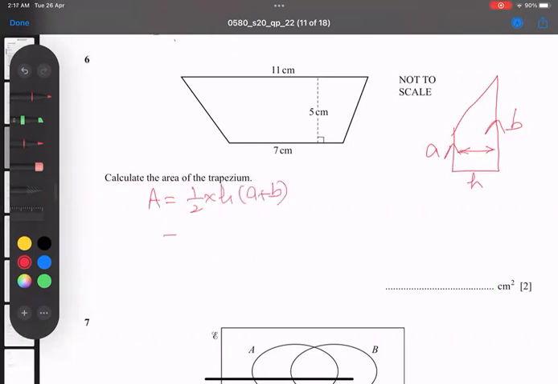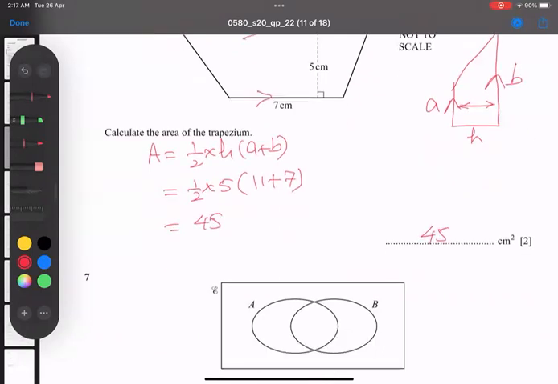And I'm going to replace it: half, H is in this diagram. If you look carefully, this 11 and this 7 are parallel to each other. So the height becomes, common sense, 5. So 5 is the height. 11 plus 7, you got 18. So 9 5s are 45 is the answer. So done. Alhamdulillahi Rabbil Alameen.